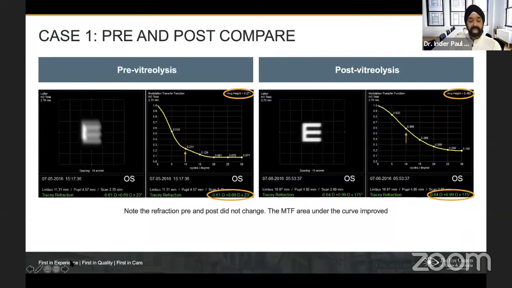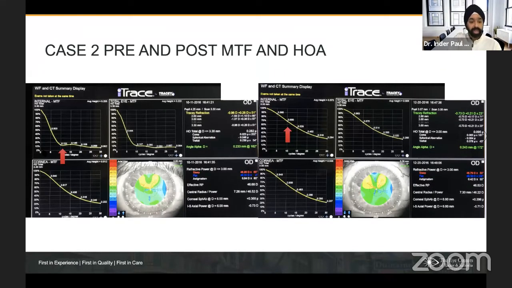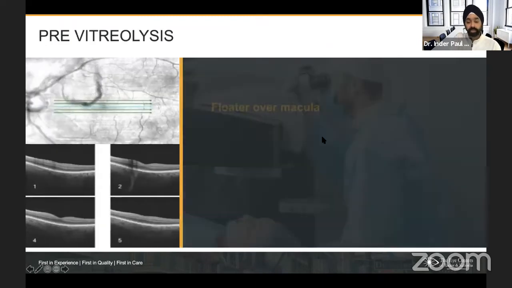This is again the MTF curve, the modulation transfer function, the contrast sensitivity. On the left, at the arrow, at 10 cycles per degree, you should be about 0.6. This patient's is low. After the procedure, we improved the MTF, the contrast, significantly, the area under the curve. Here's another example, pre and post, showing an improvement in the actual DLI.